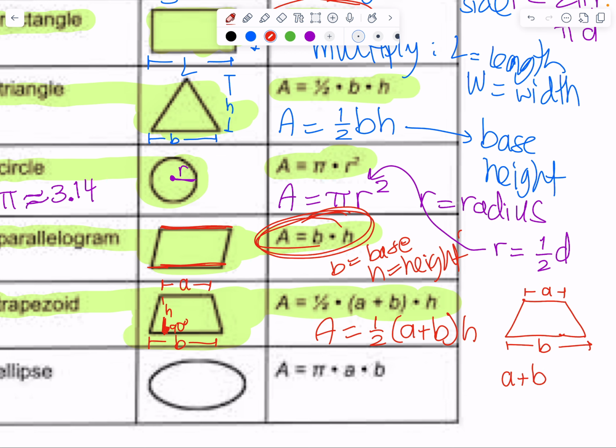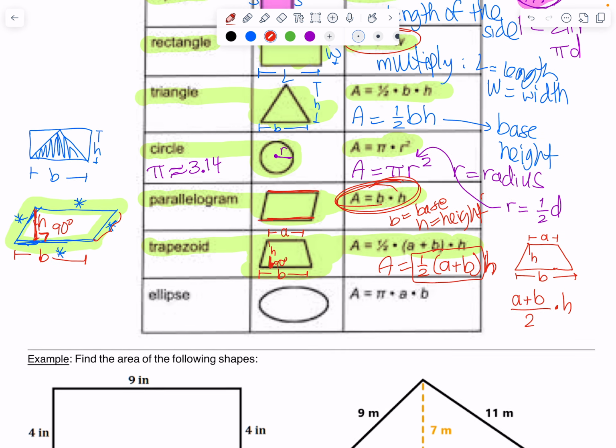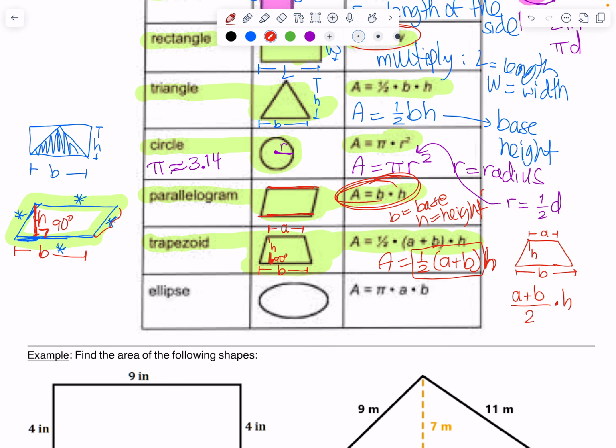So how do you take the average of two numbers? You add them together and then divide by 2. And that's really what's going on here. The most of the formula is that. The average of those two lengths, you add them together, take half of that or divide by 2, whatever that average is, now you multiply it by the height. Which is kind of interesting, but don't worry about memorizing these formulas, okay? Just know how to use them.